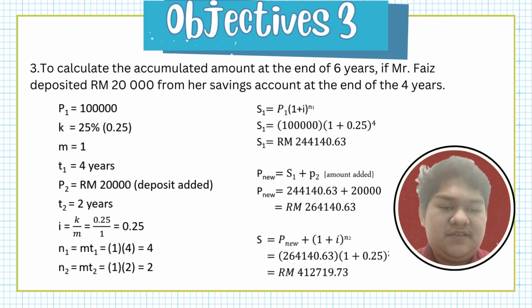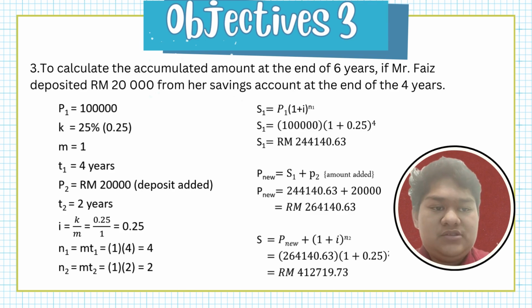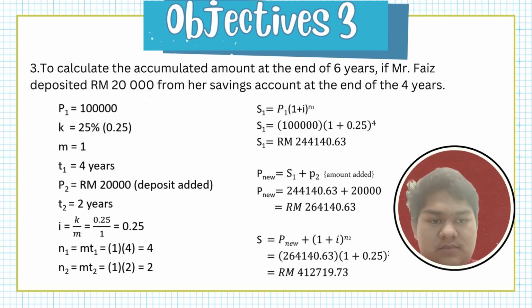Objective 3, to calculate the accumulated amount at the end of 6 years if Mr. Faiz deposited 20,000 ringgit into his savings account at the end of the 4 years. S1 equals P1 times in bracket 1 plus I close bracket to the power of N. S1 is equal to 100,000 ringgit times in bracket 1 plus 0.25 close bracket to the power of 4. S1 is equal to 244,140 ringgit and 63 cents.